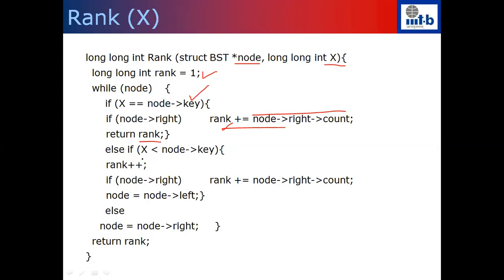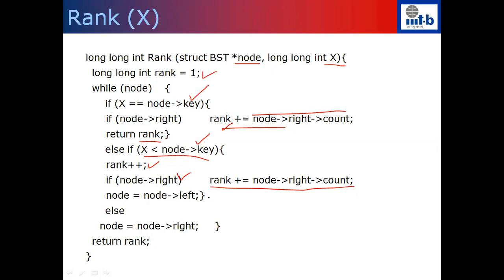If x is smaller than the node key, that means I'm going to go to the left-hand side. When I go to the left-hand side, I do +1. This is to count the present node, which is greater than x, so this node will contribute to one rank. And I look at the right child. If the right child is not null, then I add all of that to the rank that I have, because all of them are greater than x, so all of them will contribute to the rank.